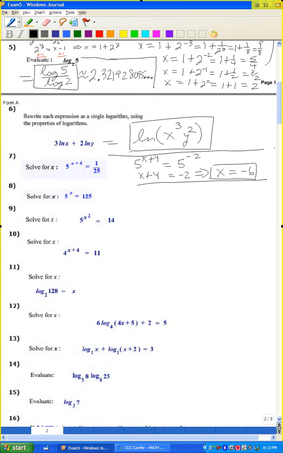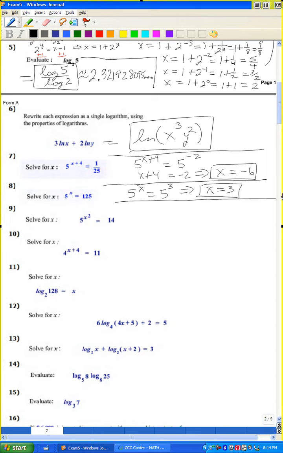Let me do problem number 8. And so, I'll do the same thing. Base is 5. I can rewrite 125 as 5 cubed. Therefore, since the exponential function is 1 to 1, and the bases are the same, then the exponents must be equal. So x is equal to 3.